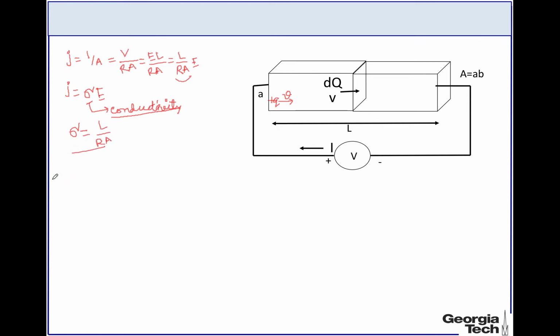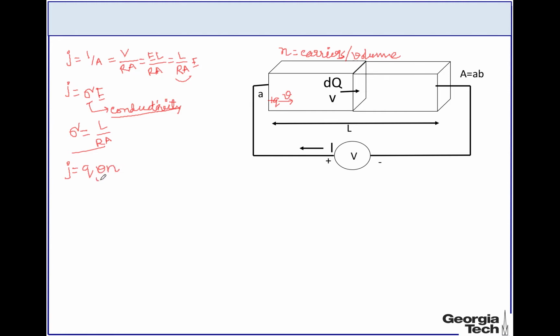So now let's look at the current density in a different way. Let's say N is the carrier concentration, so basically the number of charge carriers per unit volume of this metal. So the current density is proportional to the charge carried by a charge carrier, multiplied with the velocity and multiplied with the number of carriers per unit volume.